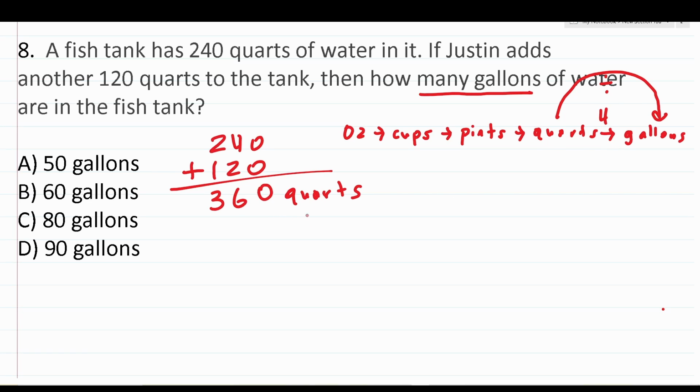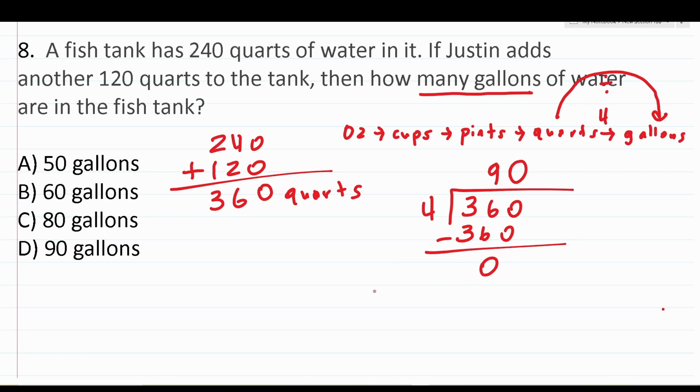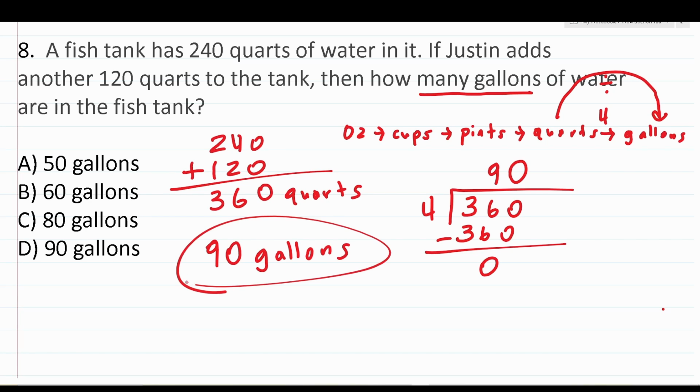All right, so to convert this 360 quarts to gallons, we're going to do 360 divided by 4. And this one's actually pretty easy to do. You should know that 4 times 9 is 36. Therefore, 4 times 90 is going to be 360. 360 minus 360 is 0. So 360 quarts is the same thing as 90 gallons, which is answer choice D in this case.